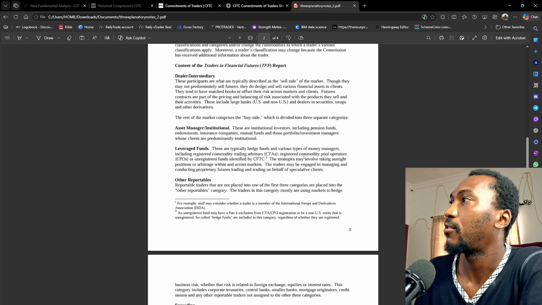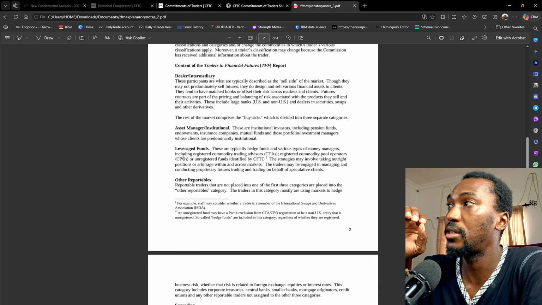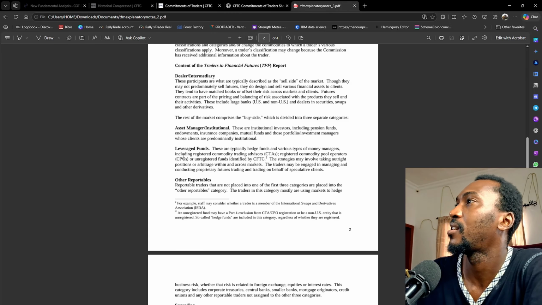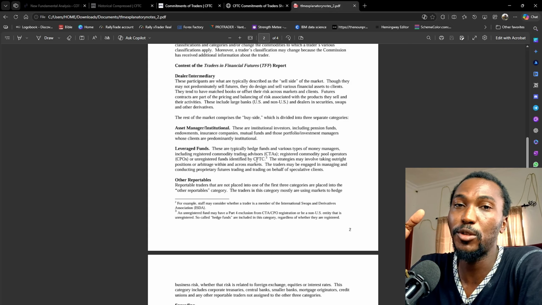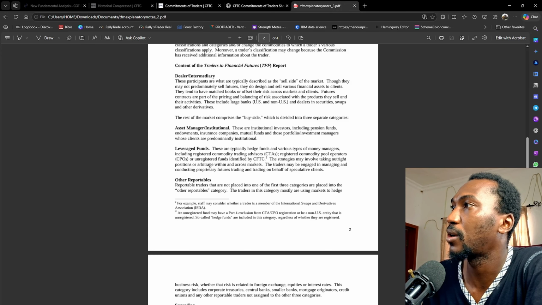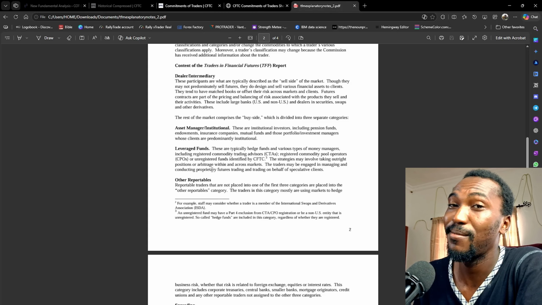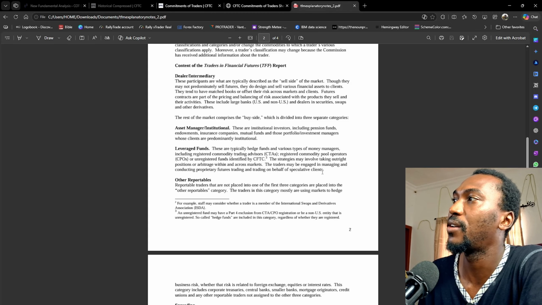Then we have registered commodity pool operators, the CPOs, guys who trade a pool of cash, like a huge pool of hard cash. And then we have unregistered funds identified by the CFTC. They don't want to register themselves, but the CFTC already knows them, right? Now, the strategy may involve taking outright positions or arbitrage within and across markets. The traders may be engaged in managing and conducting proprietary funding, futures trading, and trading on behalf of speculative clients.